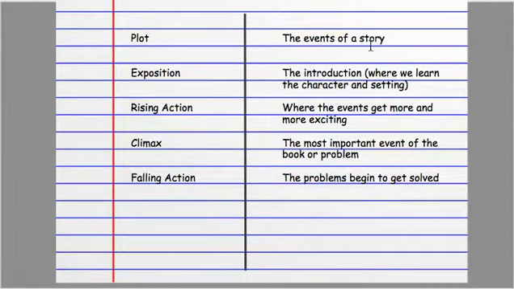The falling action is where that thing starts to go down. This is where the problems start to get solved. You're starting to see where the end of the story is going to head. You can start making guesses about how you think the story can end right here in the falling action.